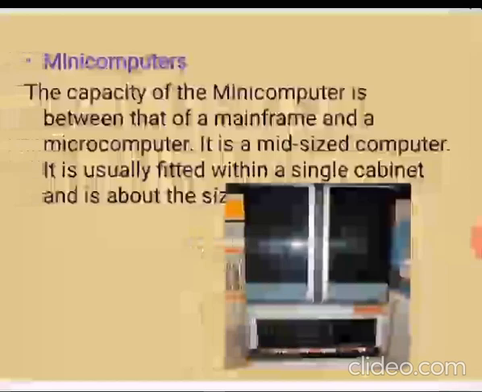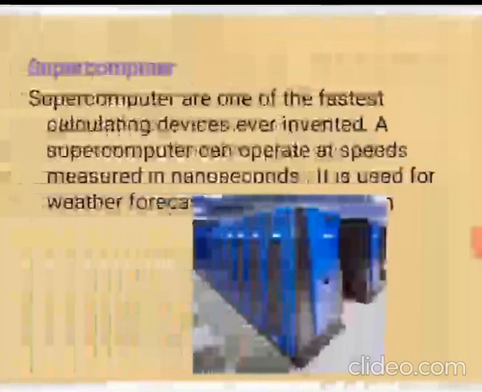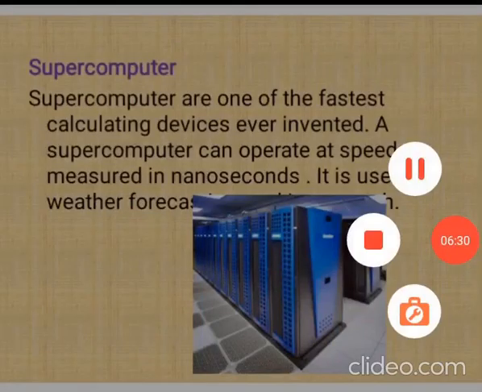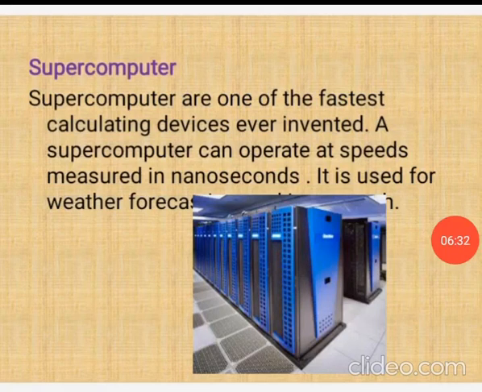Then another one is supercomputer. Okay, supercomputer. Have you seen a supercomputer? Supercomputer is one of the fastest calculating devices ever invented. A supercomputer can operate at speeds measured in nanoseconds and even in picoseconds. It is used for weather forecasting, oil exploration, weapon research, and in large scale industries.